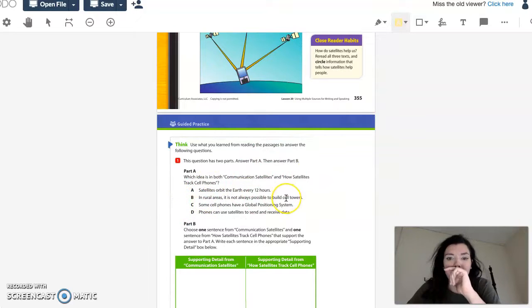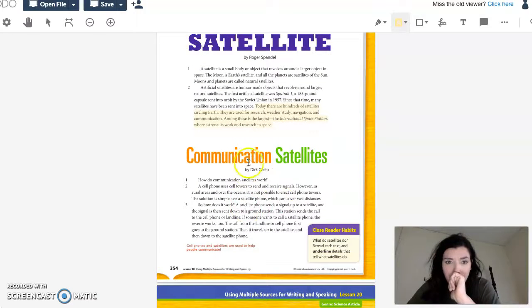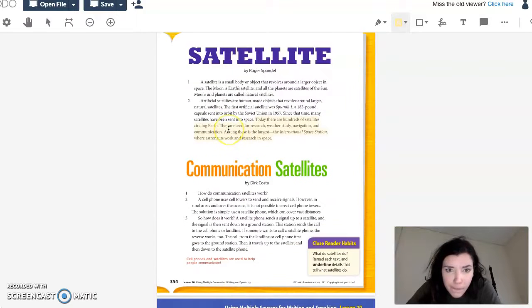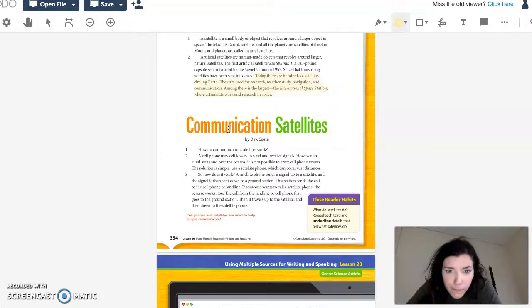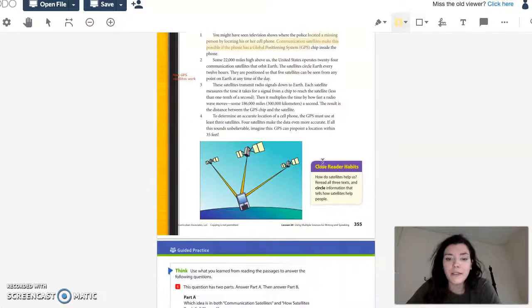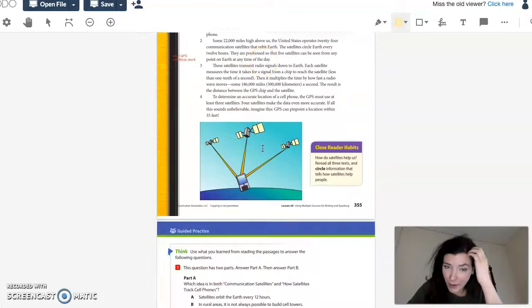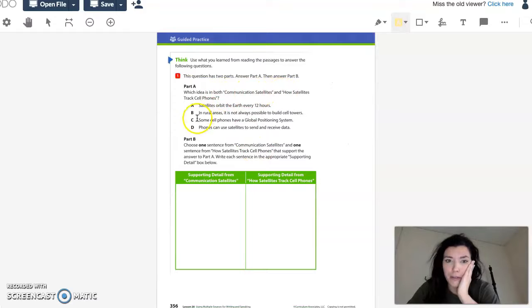B, in rural areas, it's not always possible to build cell towers. I remember reading that. I think that was in this one. Let's see. Yeah, it was right here. However, in rural areas and over the oceans, it's not possible to build cell towers. But I know that it didn't actually talk about that one in this one. So I don't think that that is what's going to be in both of those passages. It was in one of them, but not in both.